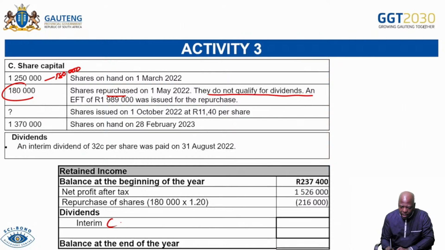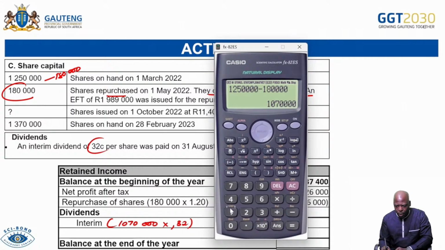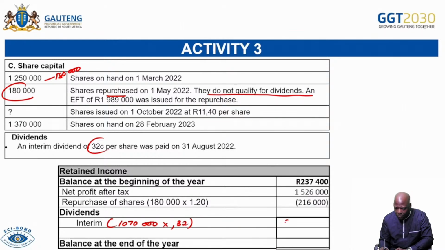So I'm going to come here. My interim dividend is 1,070,000. And how much are we giving per share? 32 cents. Multiply by 32 cents. There you go. 342,400. That becomes my interim dividends.